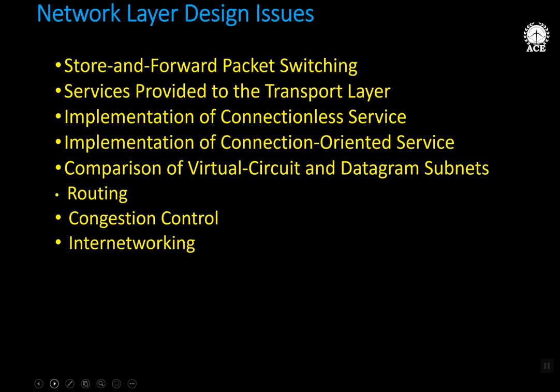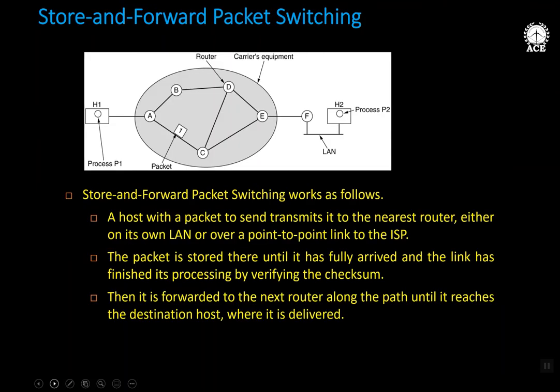What is the mechanism of store and forward packet switching? I will explain that as my next topic. Then what are the services provided to the transport layer? And then the implementation of these services in the form of connection-oriented and connectionless services. This is also called virtual circuits and datagrams. We'll have a detailed discussion on this. Then the most important topics are routing and congestion, followed by internetworking. So this is all about this particular unit of the network layer.